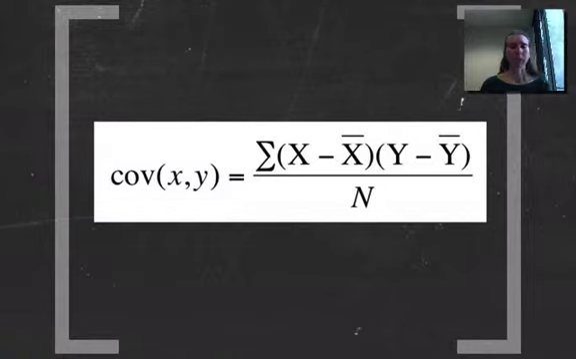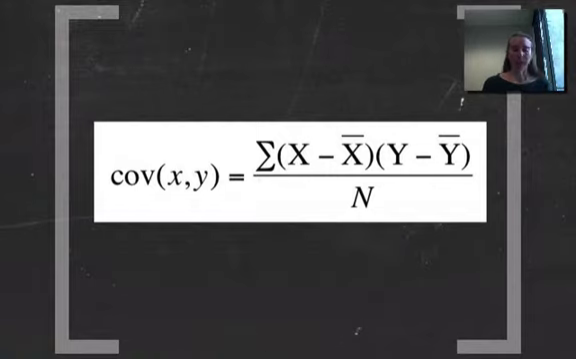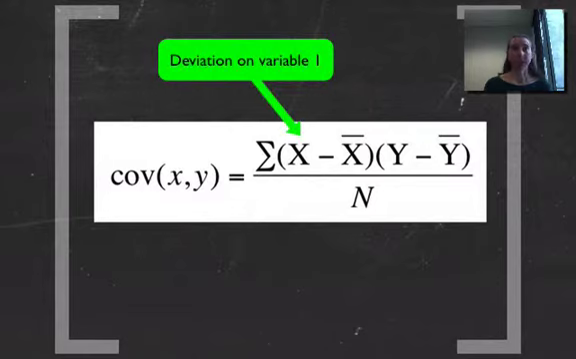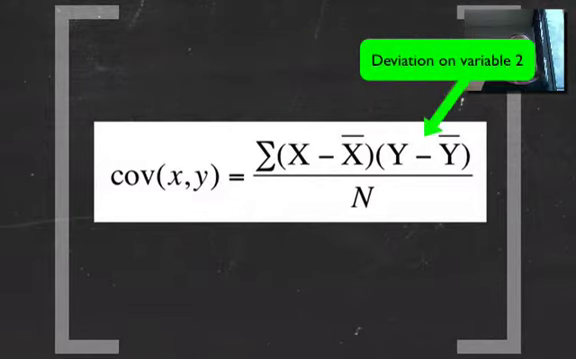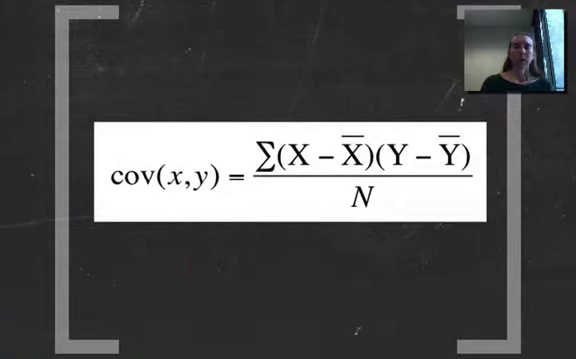So here's the mathy part, but let's break this down. This is something called the covariance of two variables. Again, we have variable 1 and how it is varying with the other one, or covarying. So what we do is we take the deviation from one variable, the deviation from the second variable, and then divide that by the number of people that we have in our sample. I'll use an example of this in a moment that'll make this a little bit more clear.